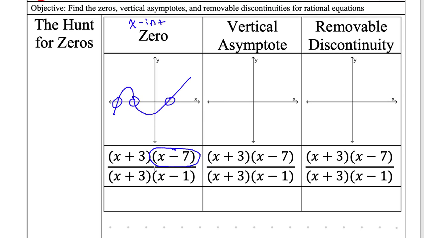And then the way that I solve to find that answer is I say, okay, set that equals 0, x minus 7 equals 0. And once I do that, I add 7 to both sides, and I get x is equal to 7. So at 7, in this rational expression, my 0 is at x equal to 7. So far, so good. Nice and easy.